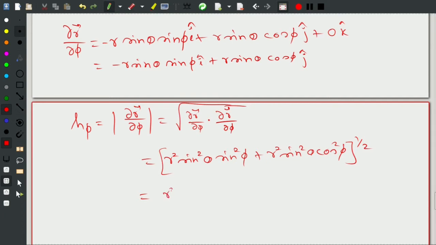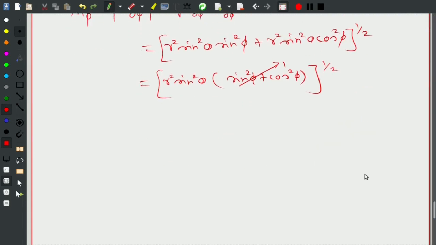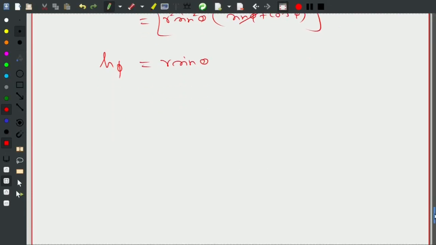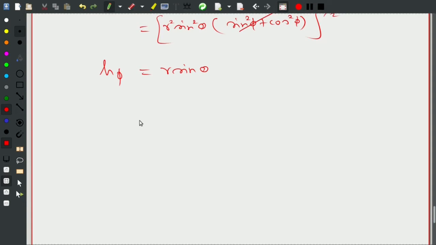Therefore we have r square sin square theta of (sin square phi plus cos square phi) whole power 1 by 2, and this turns out to be equal to 1. So we have root of r square sin square theta, which is nothing but r sin theta. Therefore the final scaling factor h of phi is r sin theta, right? So let's rewrite the unit vectors.